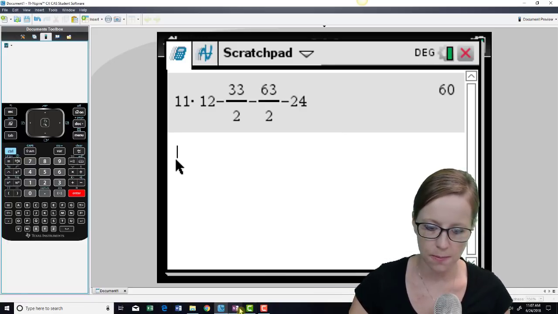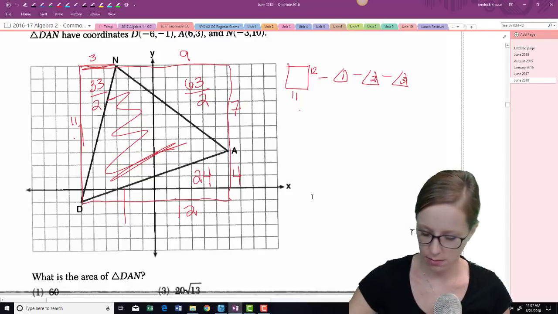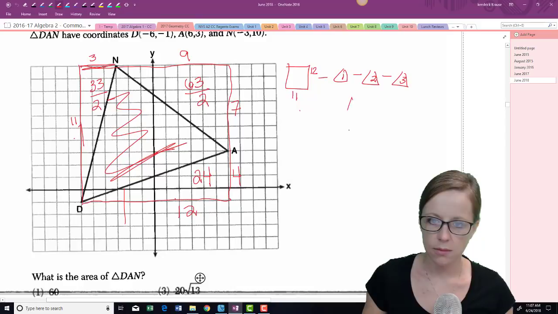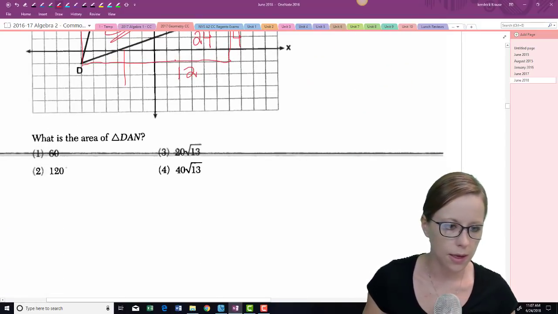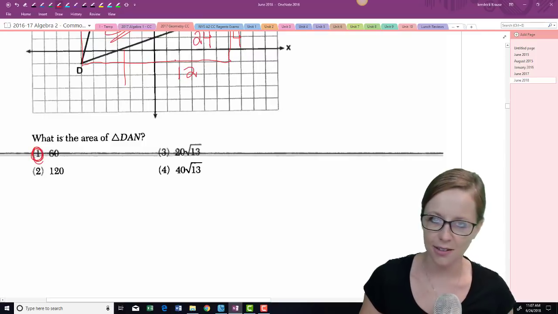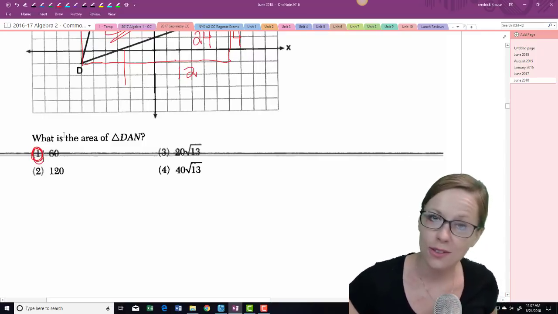So let's go back here. Is that a choice? And that would be, oh, it is. It's choice 1. Yay! I always feel accomplished when I don't look at the choices and then I get the right answer. You should too.